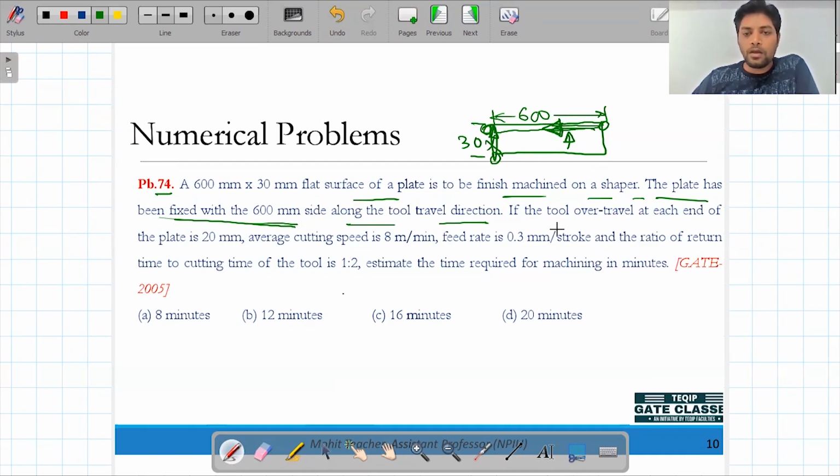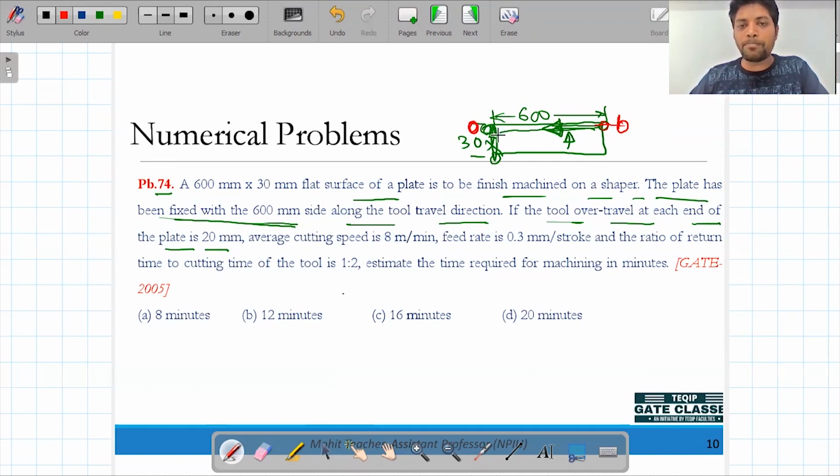Okay, if the tool over travel at each end of the plate is 20 mm, इसका मतलब आपको अभी तक हमने क्या है, जैसा हम पहले करते आए थे कि approach plus over travel, तो ये आपको given है. This is, यहाँ आपको यहाँ से स्टार्ट नहीं करना है, you have to take some approach. This is like approach, यहाँ से आपको टूल स्टार्ट करना है, so this will move and at the end as well you have to take some over travel.